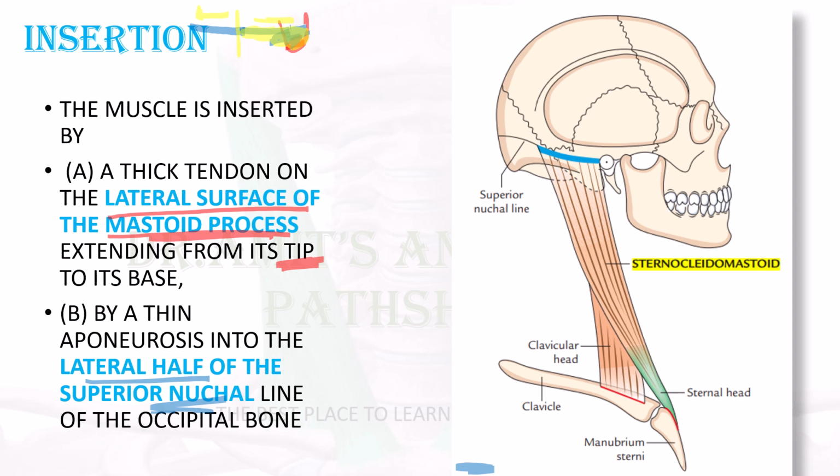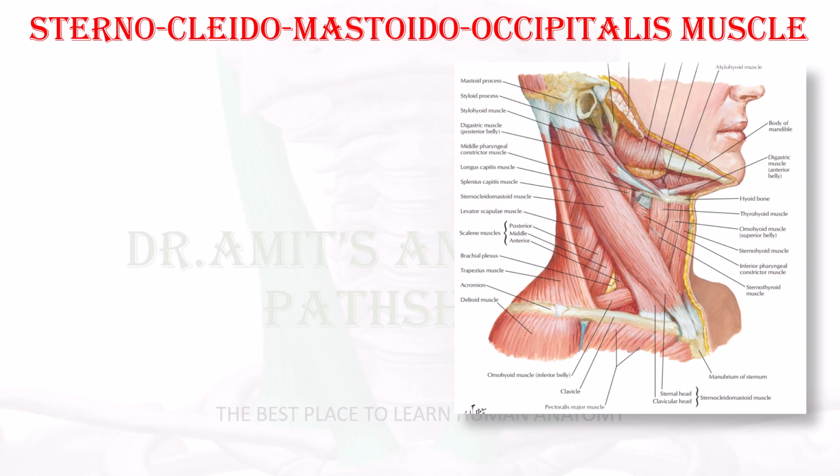Here you can appreciate the origin of the muscle. Here is the origin, the sternal head. Here is the clavicular head, दोनों का origin हुआ. Then they will form a belly-like structure, a single belly. This belly will insert on the lateral surface of the mastoid process and the lateral half of the superior nuchal line. So actually बच्चों, the name of this muscle is sternocleidomastoid-occipitalis.